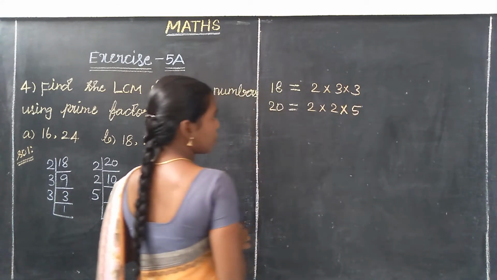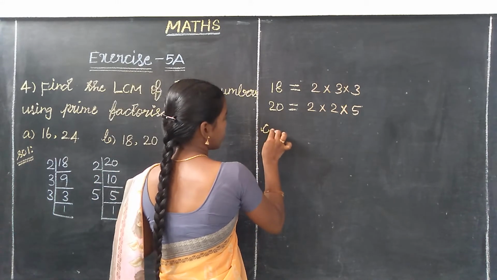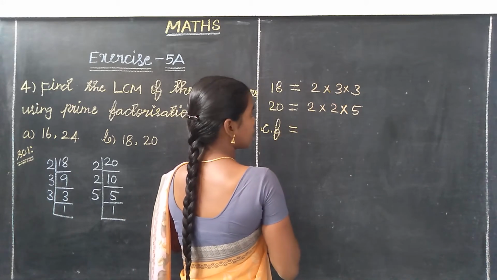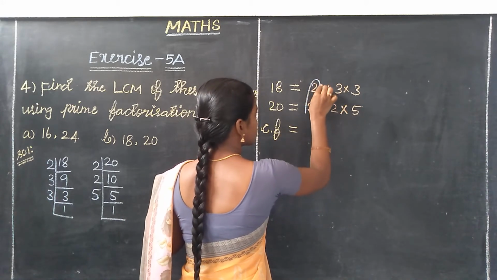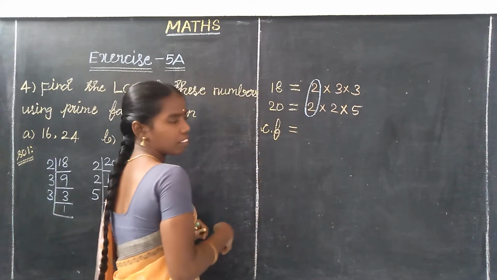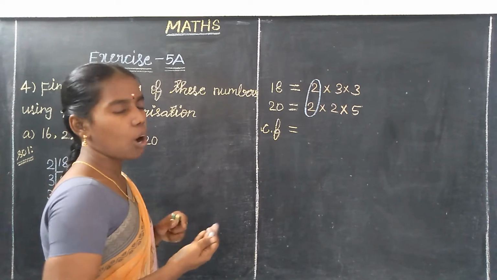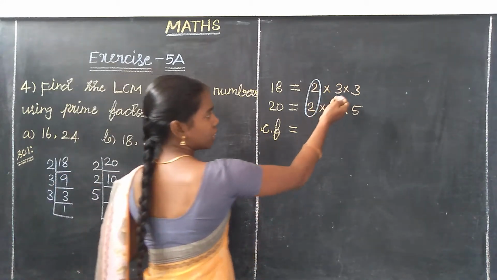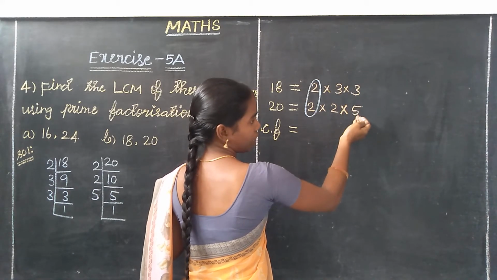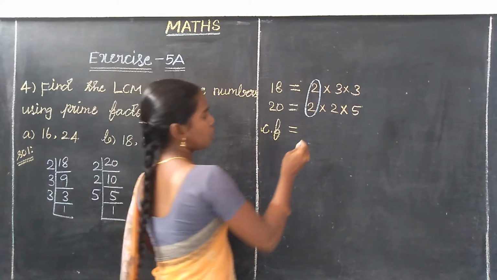Is there any common factor? First find out the common factor. Yes, there is one common factor, 2. Another value, 3, is not in 20, and 5 is not in 18, so it is not possible. So only one value is common.